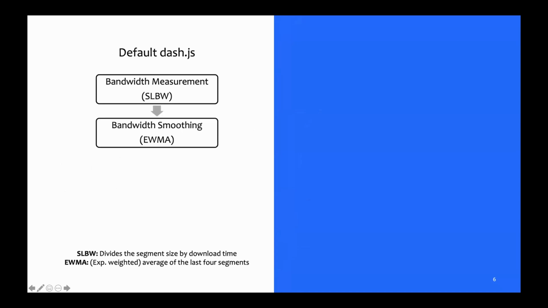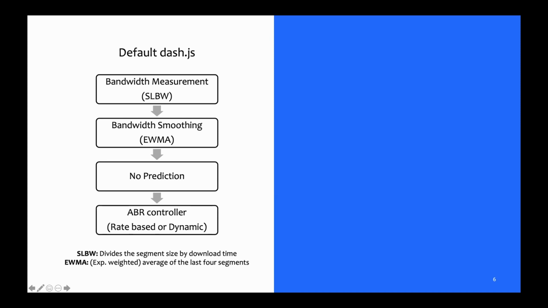And we don't use these samples right away in our ABR algorithm. What we do is actually smooth them out because sometimes there are some outliers. Maybe a segment just came from a nearby cache, meaning that your observed throughput or bandwidth was way higher than the other samples. So we need to smooth things out. And for this, dash.js by default uses an exponential weighted moving average over the last 4 samples, or last 4 segments. And then, as I said, there is no prediction. Whatever comes out of that smoothing algorithm will be used in the rate adaptation algorithm, rate-based or dynamic, whichever you pick.